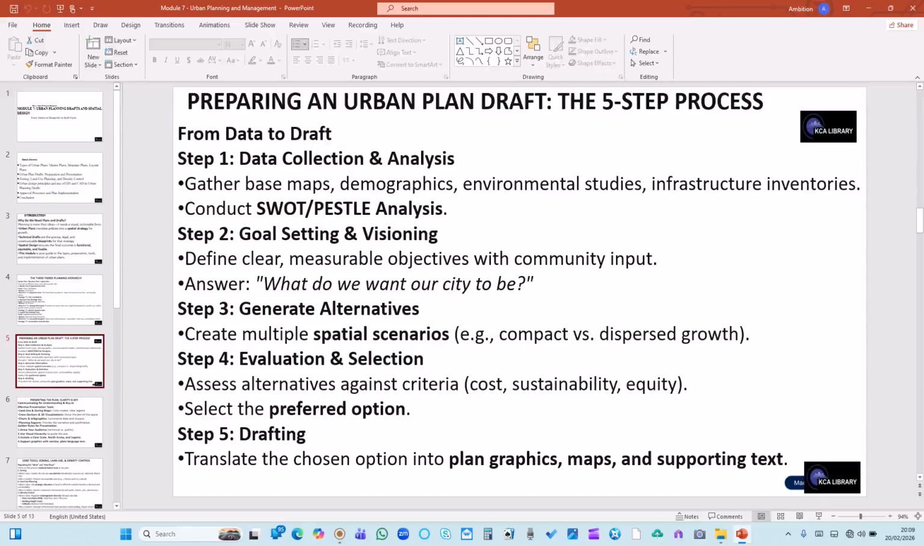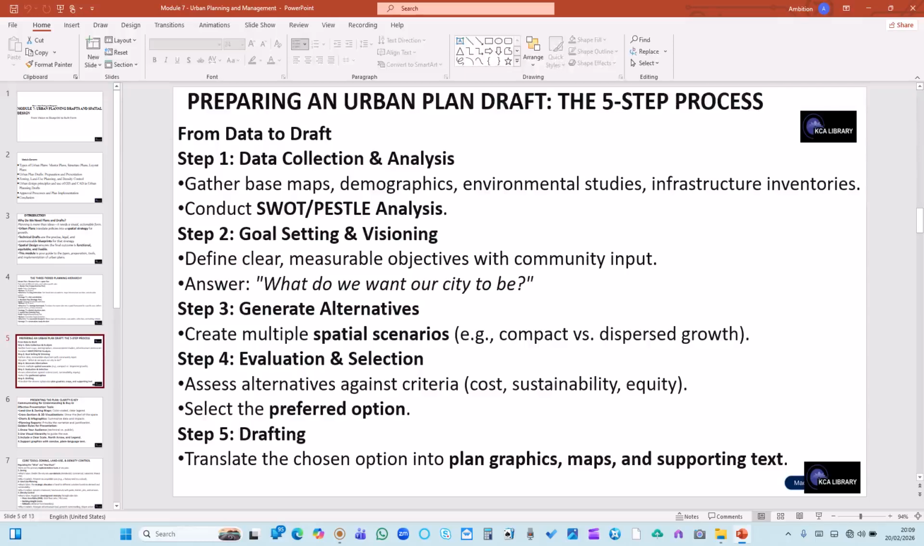Number two step is goal setting and visioning. Here you define your goals in clear, measurable objectives with community input. That is, the community or the stakeholders should be involved. Here it answers the question of what do we want our city to be? How do we want our city to look like?